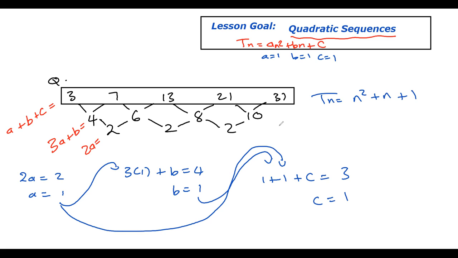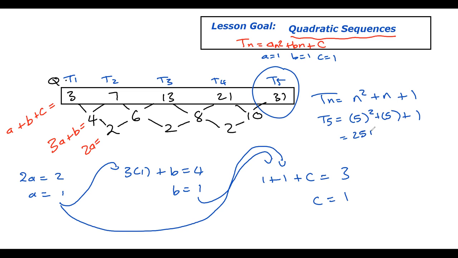Now let's test it. This is T1, this is T2, this is T3, this is T4, and this is T5. So if I substitute 5 in there, I must get 31. So T5 is equal to 5 squared plus 5 plus 1, and that gets you 25 plus 5, which is 30, plus 1, which is 31. So it works. And that's how we get the sequence.